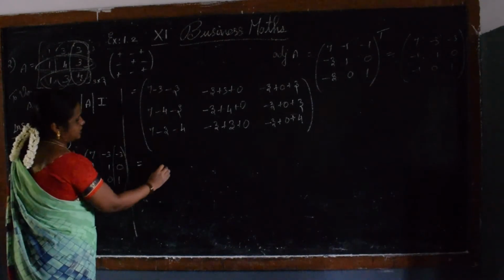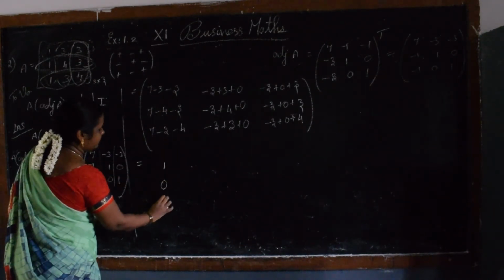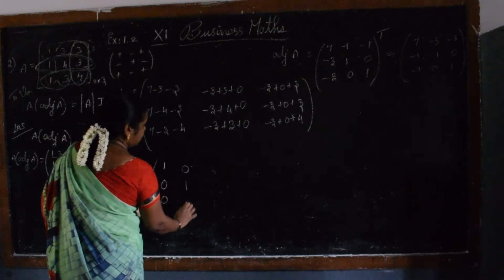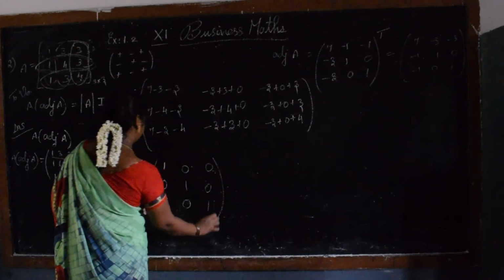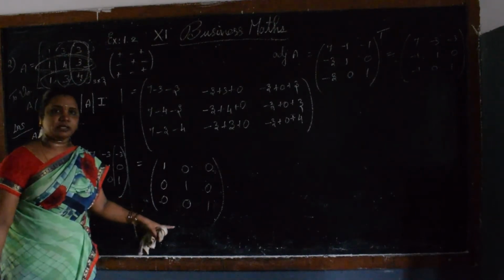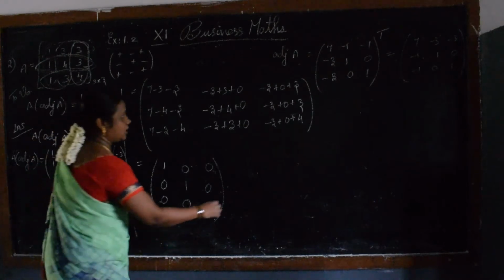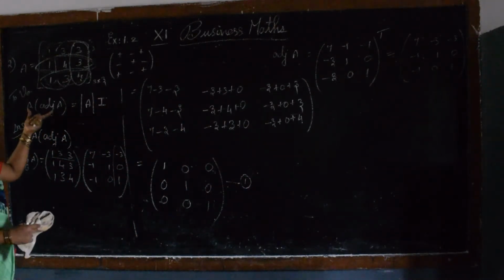7 minus 6 is 1. 7 minus 7 is 0. Here also 7 minus 7 is 0. Next column: 0 1 0. Third column: 0 0 1. So 1 0 0, 0 1 0, 0 0 1. Now take it as 1. Okay, like this you have to get the RHS also.